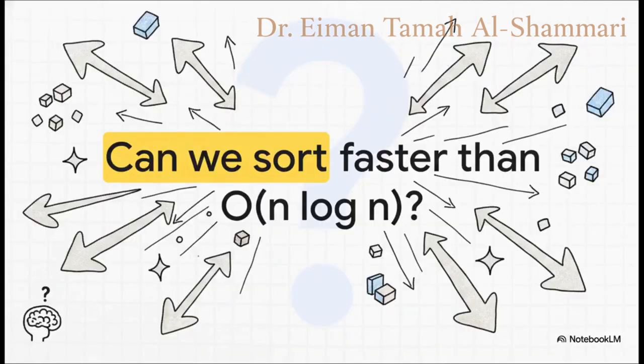Which logically sets us up for the ultimate plot twist of this whole explainer. Can we sort faster than O(n log n)? If the math says absolutely no way, is there a loophole? Well, the answer is yes. But to do it, we're going to have to completely abandon everything we just learned about comparing items.